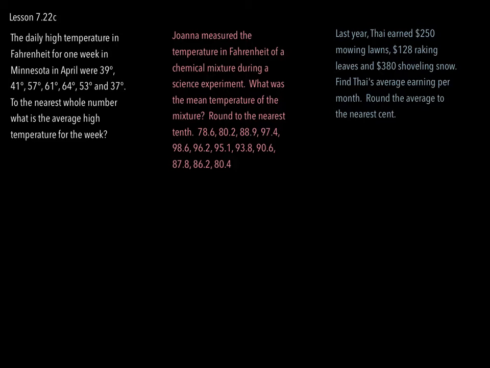All right, and then finally we have Ty. Last year, Ty earned $250 mowing lawns, $128 raking leaves, and $380 shoveling snow. Find Ty's average earning per month. So that was his entire year. You have to figure out what his average was per month. Round the average to the nearest cent. All right, so work on those 3 problems. When you are done, restart the video and check and see how you did.